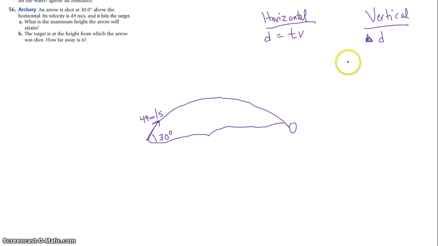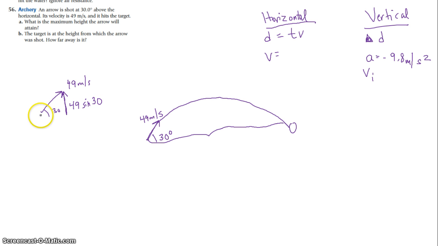We do again have those three equations we can use in the vertical because we do have our acceleration of negative 9.8 meters per second squared. So let's find our horizontal and vertical velocities to start off. Remember, the horizontal velocity does not change. So if we have 49 meters per second at 30 degrees, our y component of that velocity is going to be 49 sine 30. Our x component is going to be 49 cosine of 30.